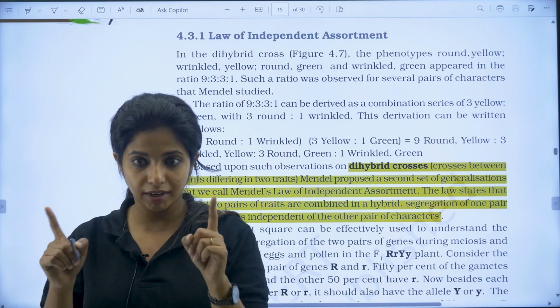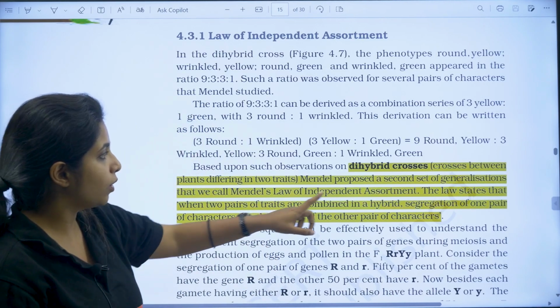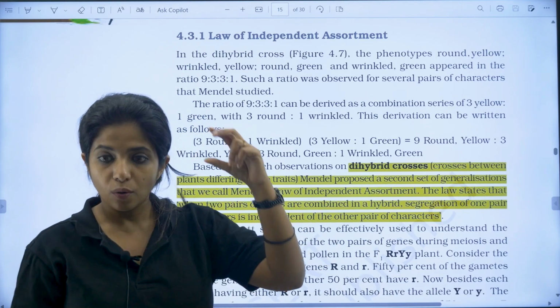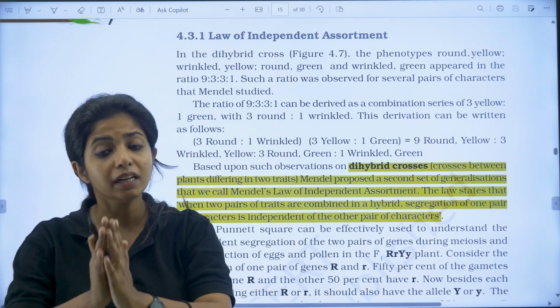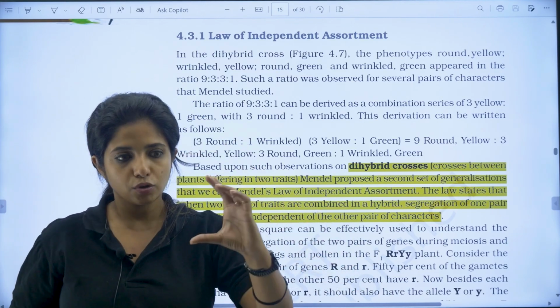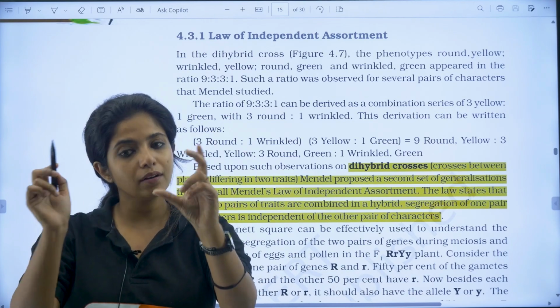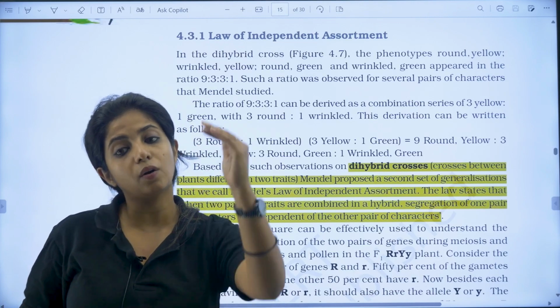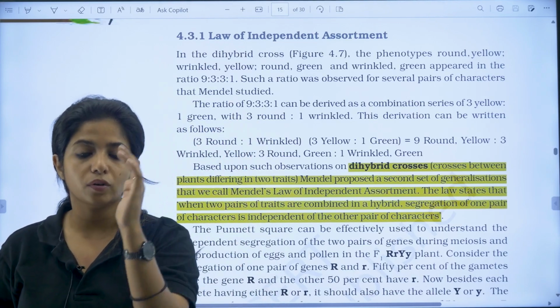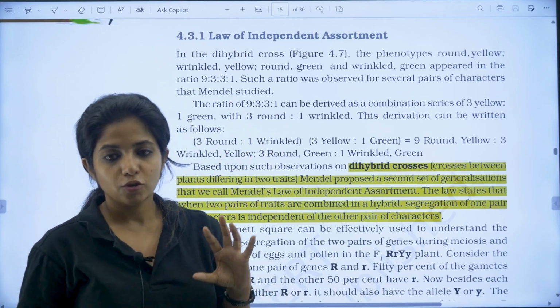Because with 2 pairs of traits, one pair of traits will be completely independently assorting from the other pair of traits. So from green and yellow, either one will be going. From round and wrinkled, either one will be going. It cannot say that round will always go with yellow or round will always go with green. That is what you mean. So that is dihybrid cross.